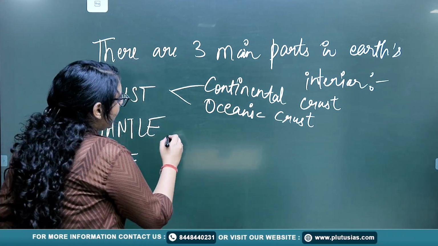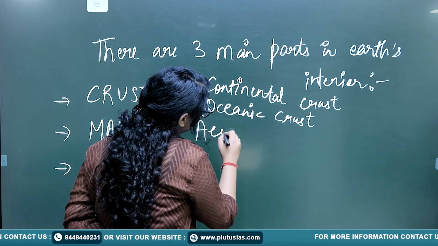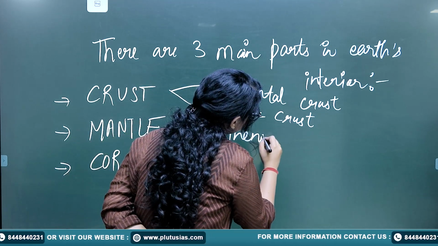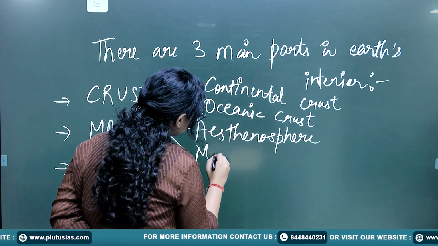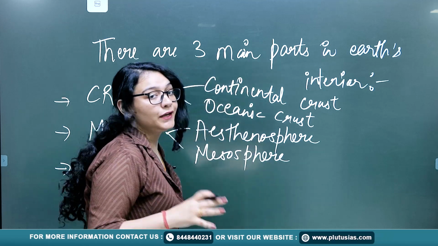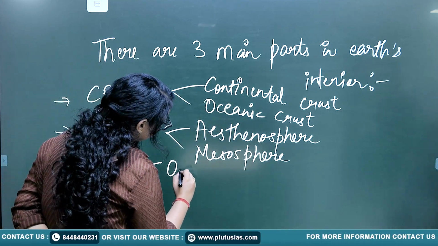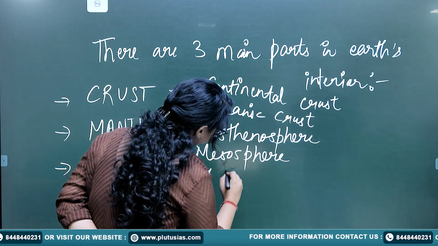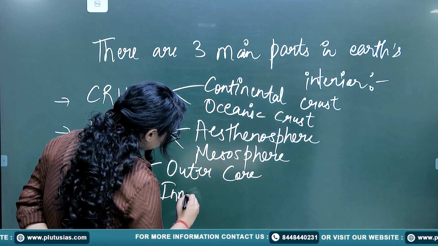In mantle, again you have two parts. First one, asthenosphere, right? Second one, mesosphere. In your core as well, you have two subparts. What are these? Outer core. Second one, inner core.